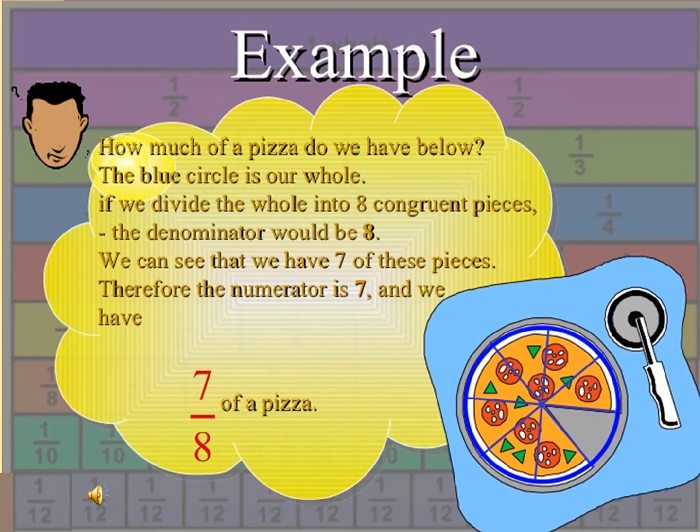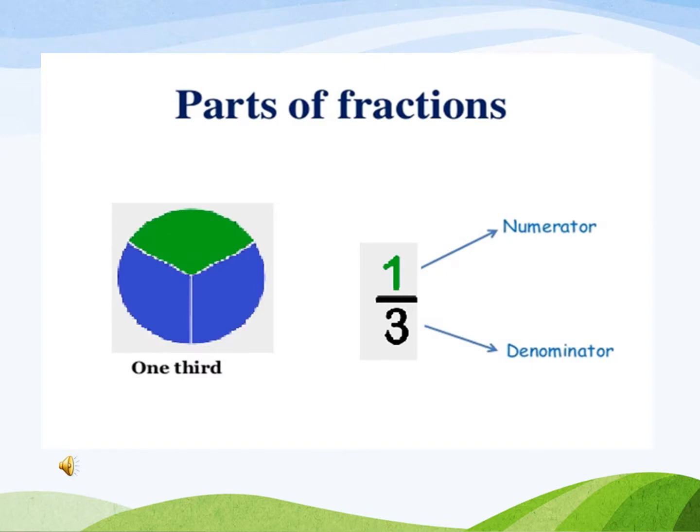Now, let's have a look at the parts of a fraction. You can see a circle over here which is divided into 3 equal parts. One part of the circle is green and the rest of the parts are blue in color. It means 1/3 of the circle is green. Now, how can we write it down? We can write it down like this, 1 upon 3.